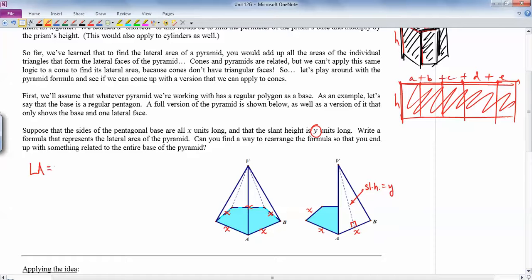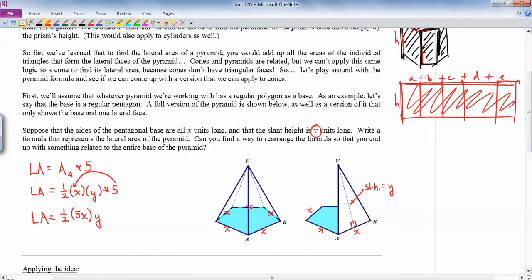Well, the lateral area is going to be the area of one triangle times 5. Right? Because there are 5 triangles for this pentagonal base. So we've got 1/2. The base of the triangle is x. The height of the triangle is y. And then we've got to multiply by 5. So here's the trick. I am not going to actually multiply any of this stuff together, but I'm going to rearrange some stuff. I'm going to put the half still in front. I'm going to move the 5 so that it's with the x. And then the y I'll keep right there.